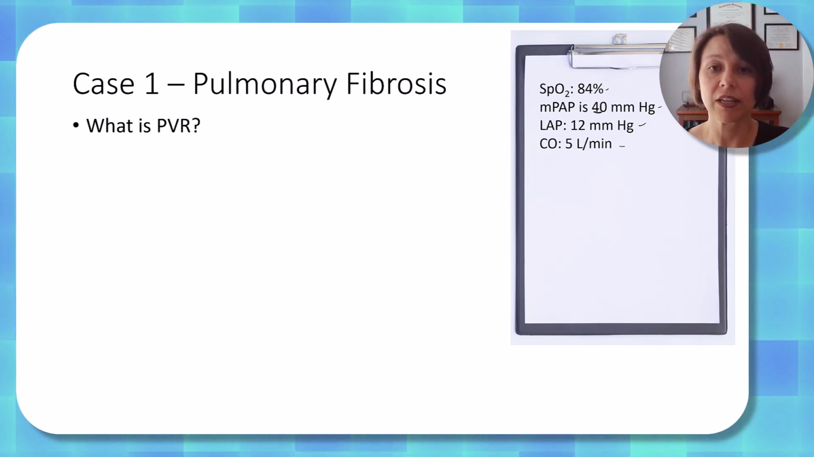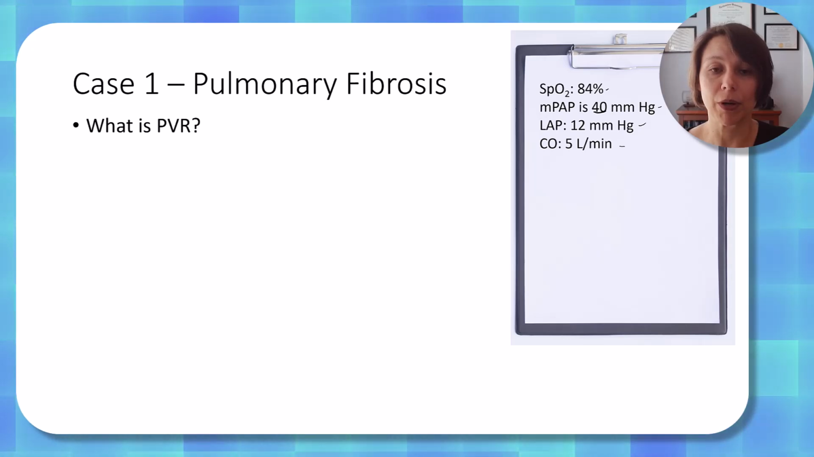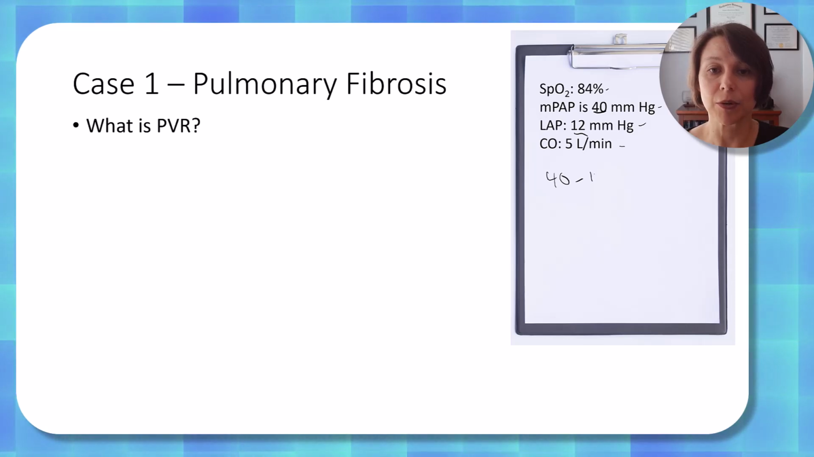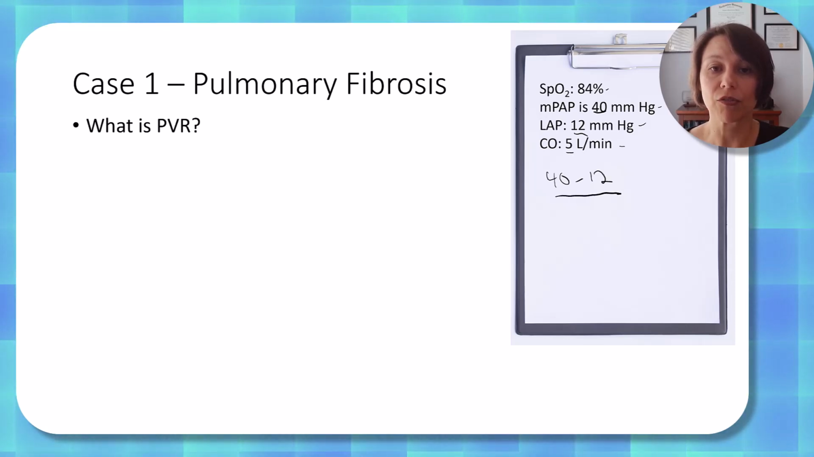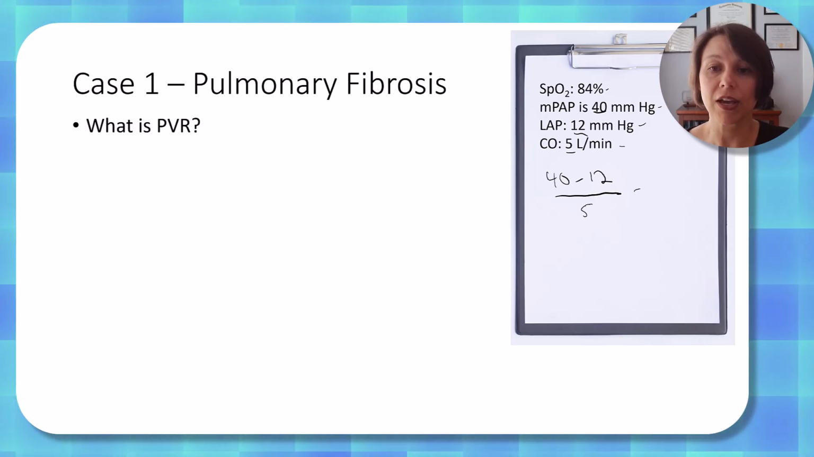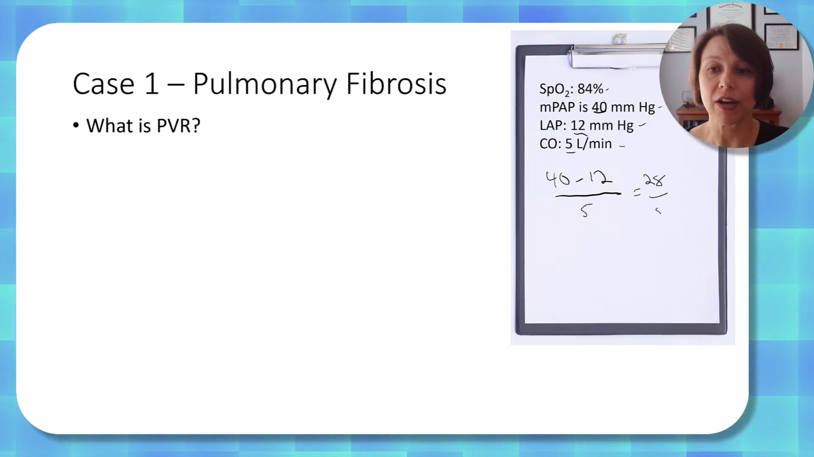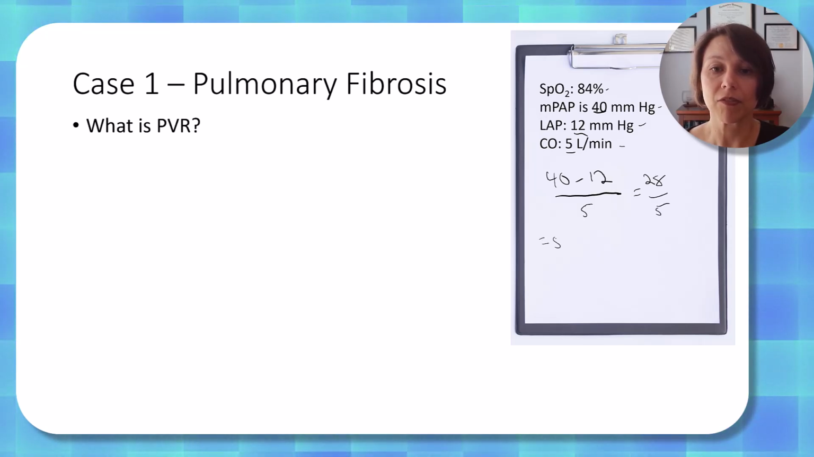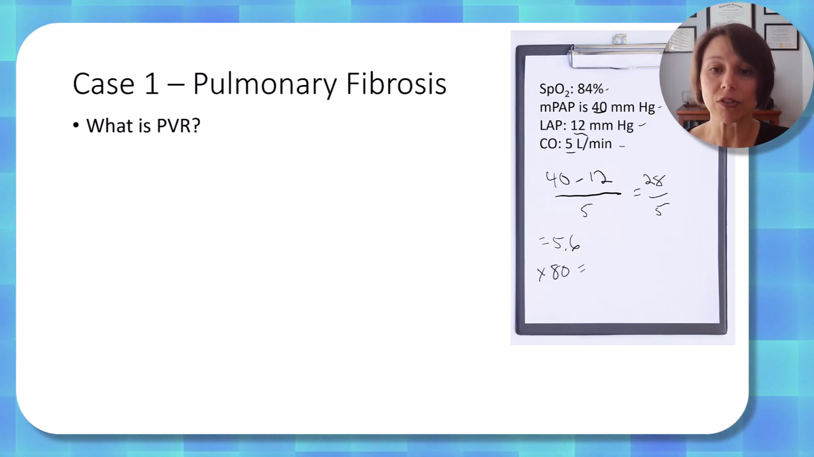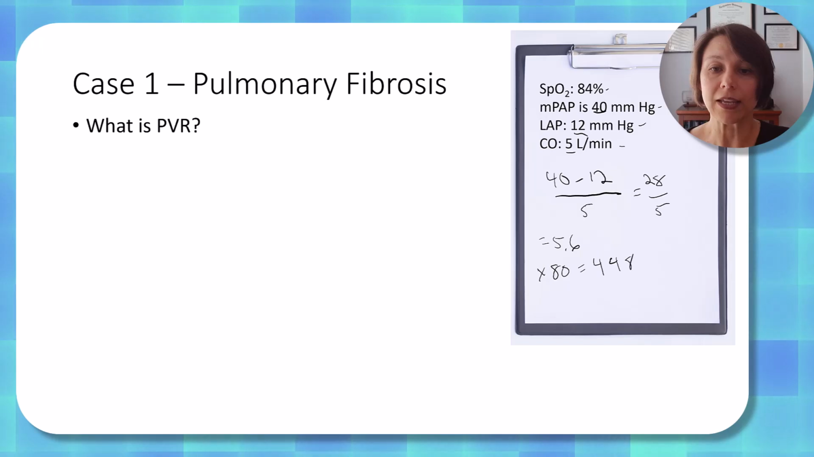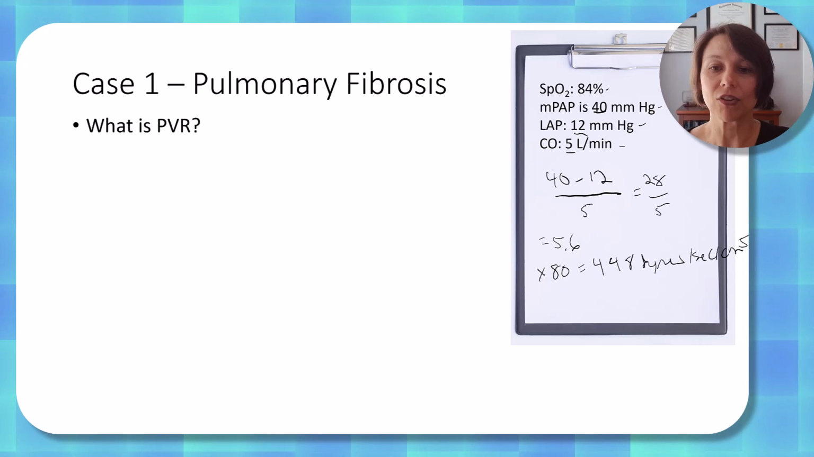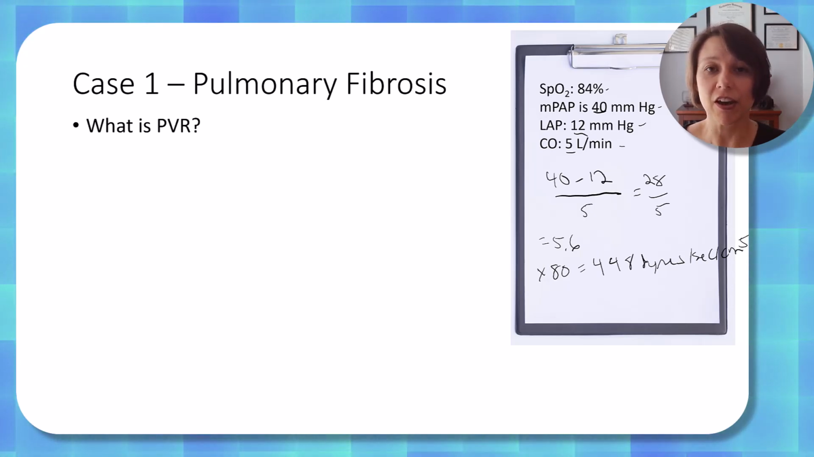We start with the mean pulmonary artery pressure, so 40. We end in the left atrium, so that's going to be 12. And then we're going to divide by our flow, which is the cardiac output of 5. So we do 40 minus 12, that is going to give us 28. And then we're going to divide that by 5, which will give us 5.6. Now to get dynes, we're going to multiply that by 80, and that will give us 448 dynes per second per centimeter to the fifth, running out of room there. So what do you think of that value?